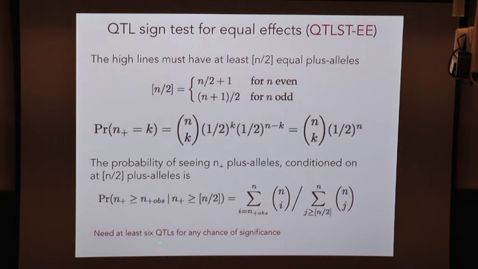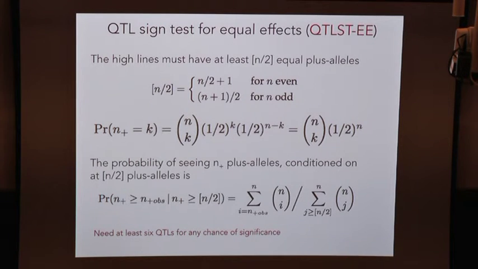A key aside is you need at least 6 QTLs for this to work, because if you only see 6, you get about a 5% chance. If you've got 5 QTLs, this can never get less than 0.05. So the idea is, don't worry about the technical details. Those are in the notes if you're interested.